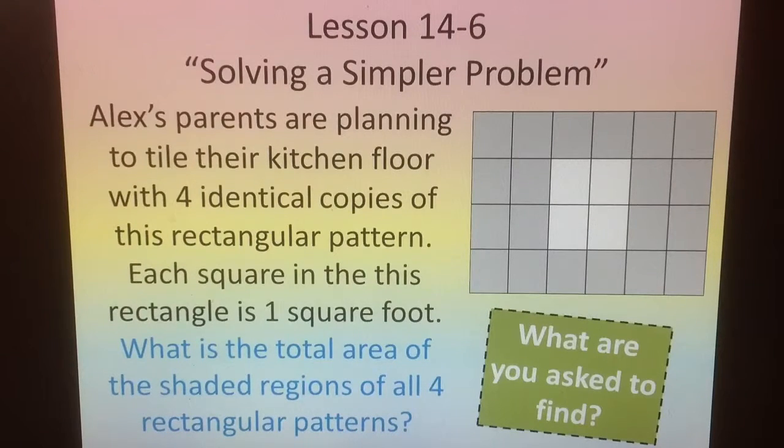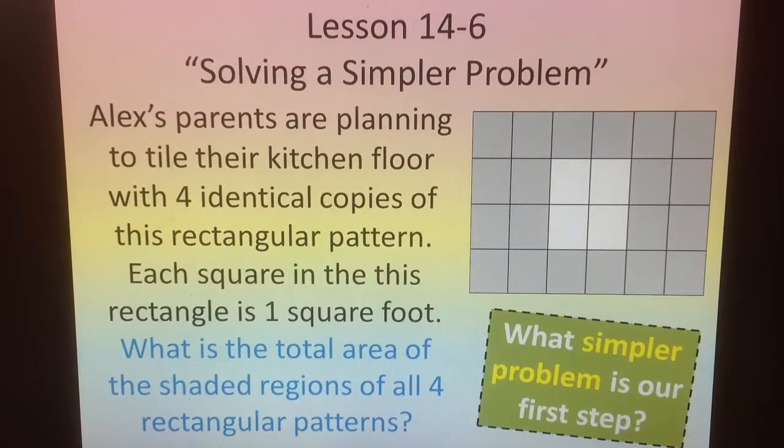Wow, kind of a difficult problem, but since this lesson is called Solving a Simpler Problem, we'll take it one step at a time. First, asking ourselves, what are we asked to find? In other words, what's the question asking us to do? Well, it's in blue at the bottom there. It's asking us what is the total area of the shaded regions of all 4 rectangular patterns. Then, let's solve a simpler problem. What simpler problem is our first step?